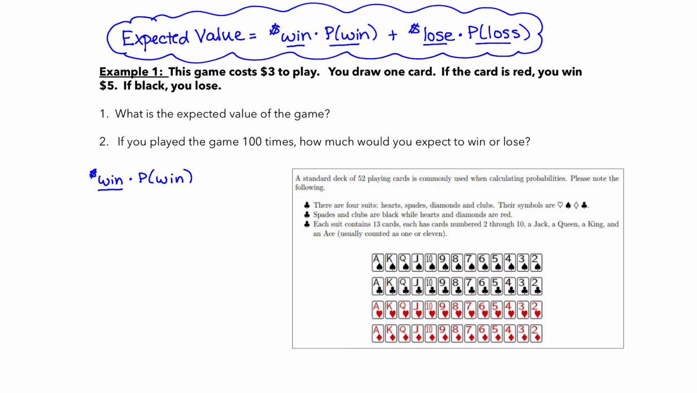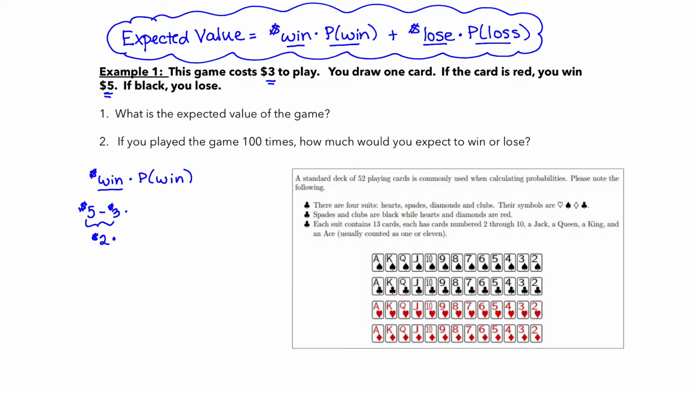Well, notice that your game costs $3 to play. If you choose a red card, you win $5. So at first we might say, oh, we win $5, but remember, it costs $3 to play. So the actual winnings is going to be the $5 that you win, but take off that $3 it costs to play. So your net win or your net gain is $2.